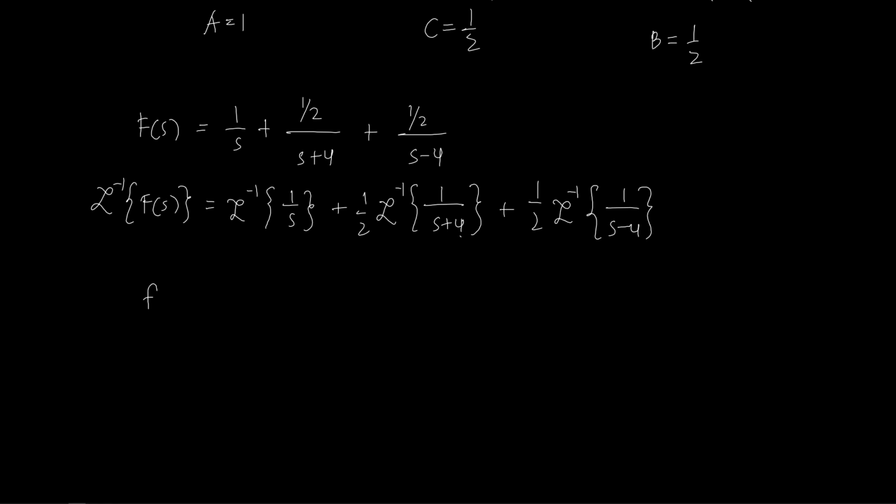Okay. So probably we have f of t is equal to sa inverse Laplace ani? 1 po, sir. 1. Kanin? E raised to negative 4t. So we have 1/2 e raised to the power of negative 4t. Negative 4. Okay? Then, kani? Positive 4t, sir. Positive po, sir.